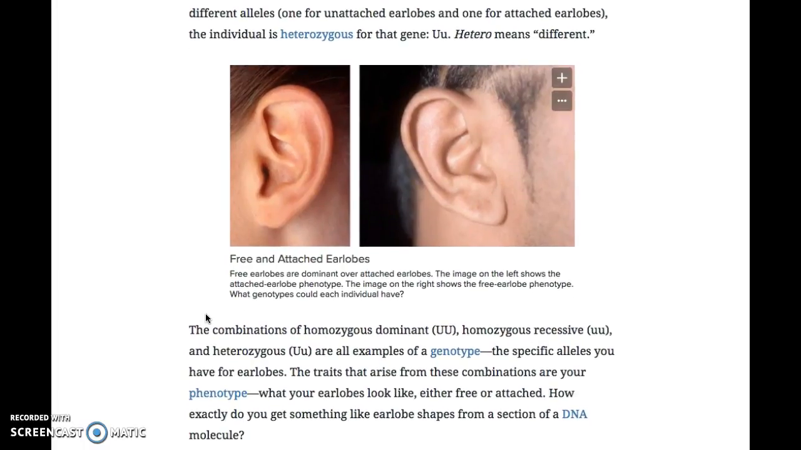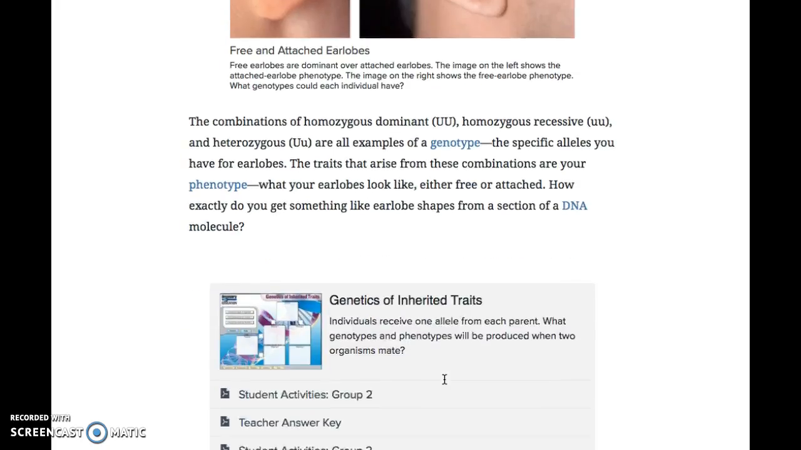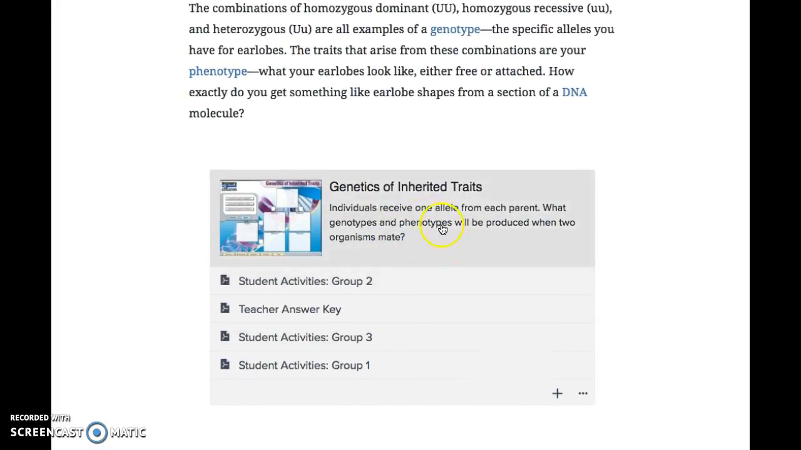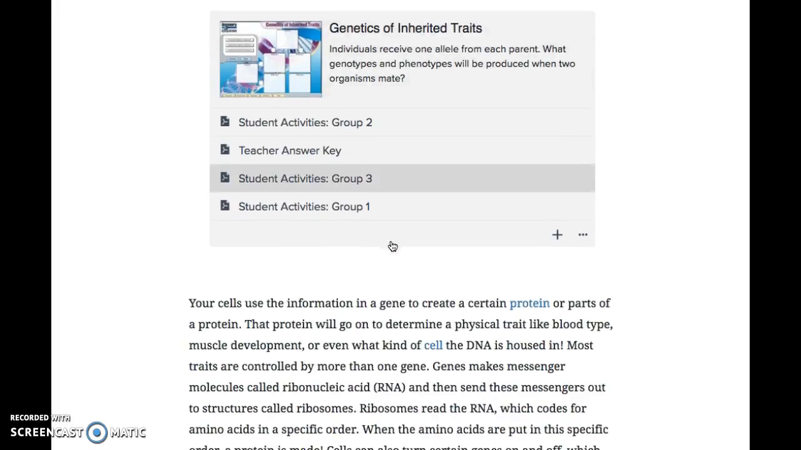These are examples of genotypes when I'm talking about the letters. Capital U, capital U; capital U, lowercase u; lowercase u, lowercase u: genotypes. If we get back to phenotypes, well, phenotypes are your free ear and your attached ear. Different kinds of traits, what you would call them. There's a teacher activity here, or a student activity here you can go through. It will talk about how these traits are passed if you really would like.